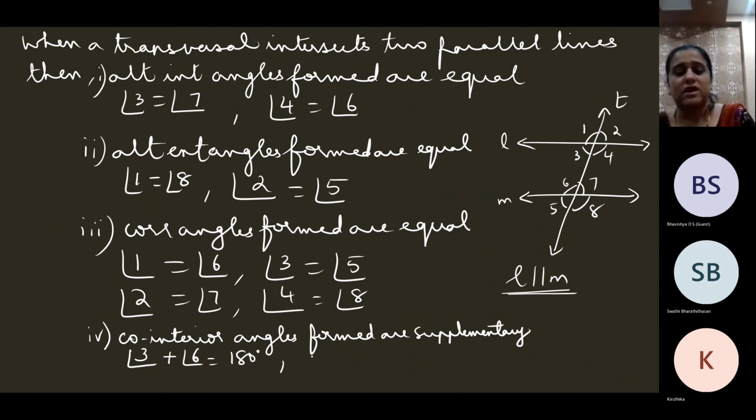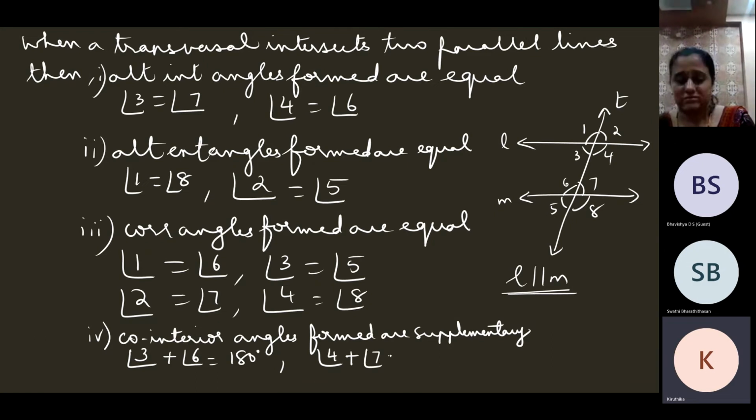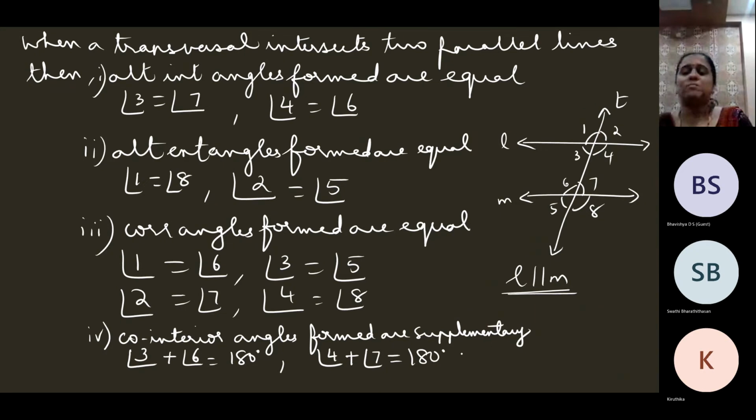Tell me the other pair. Ma'am, angle 4 and angle 7. Angle 4 is equal to angle 7, ma'am. Ritika, tell me. Ma'am, angle 4 plus angle 7 is equal to 180 degrees. Correct. Angle 4 plus angle 7 is equal to 180.